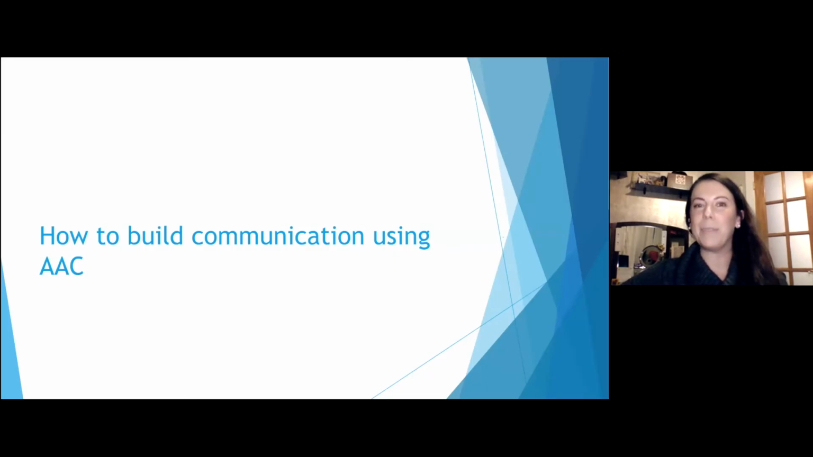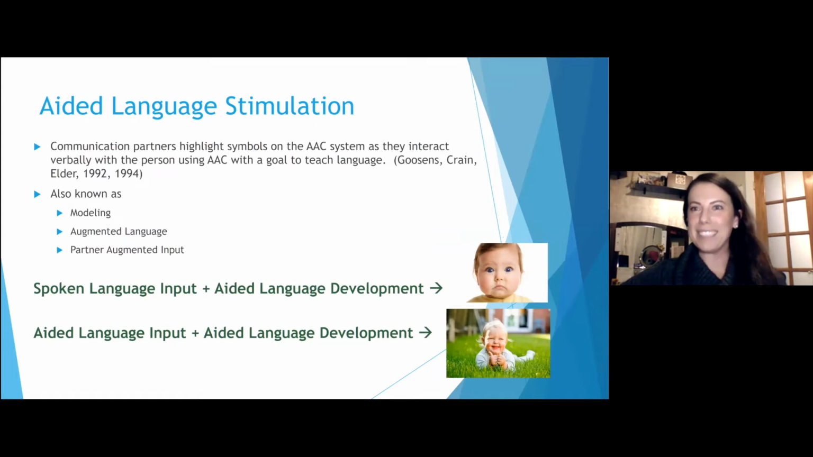So how to build communication using AAC. This is all the fun stuff. So the research suggests, and the most supported form is aided language stimulation. What this means is that the communication partner is highlighting symbols on the AAC system as they interact verbally with the child using AAC with a goal to teach language. It goes under other names such as modeling or augmented language or partner augmented language.